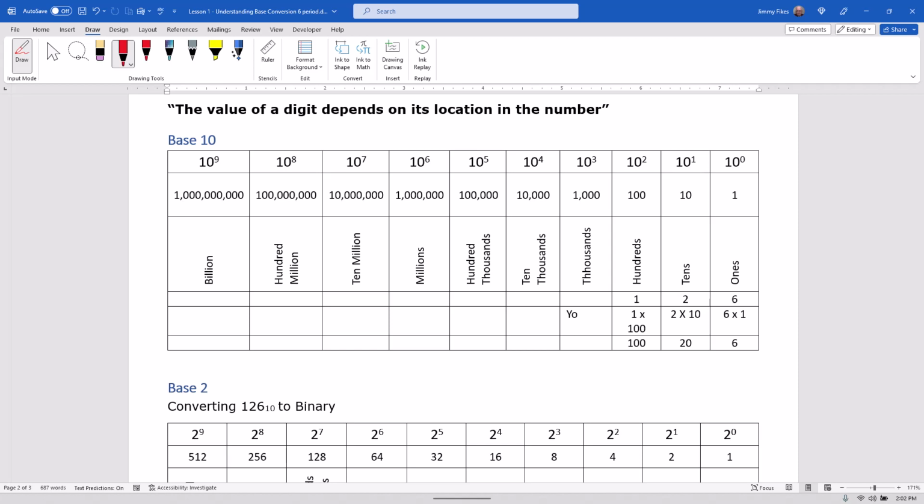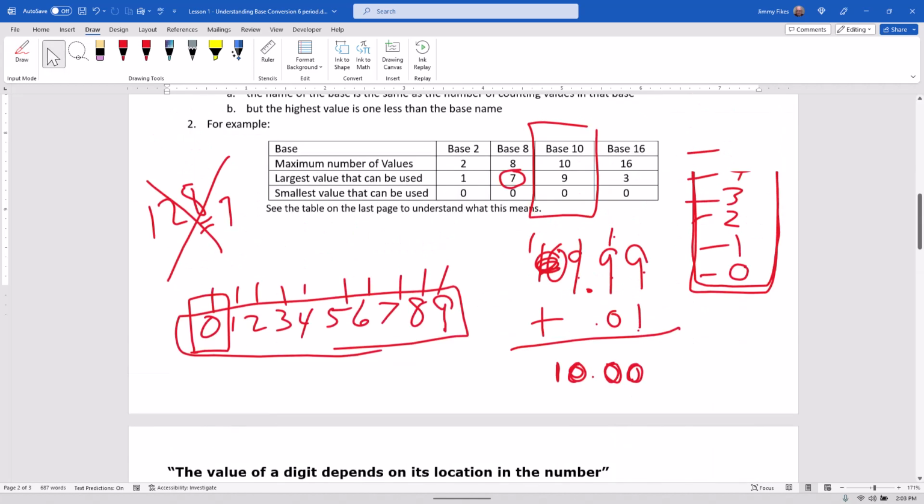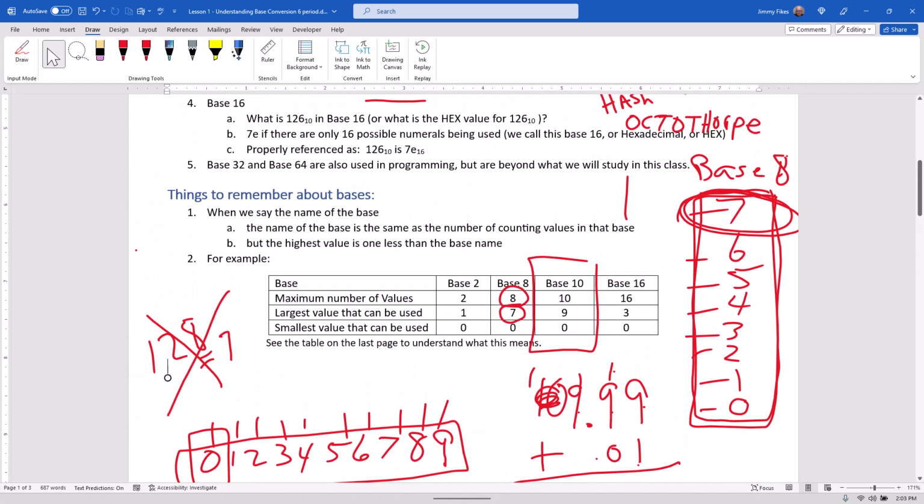Yes, ma'am? I was going to ask about base 16, why it shows 3 as the largest value. Base 16 on this page, the largest possible value is E. So where does it show 3? Look back on the page. On page 1. And if you look back at the table for base 16, it shows 3 for the largest value. Ah, thank you.